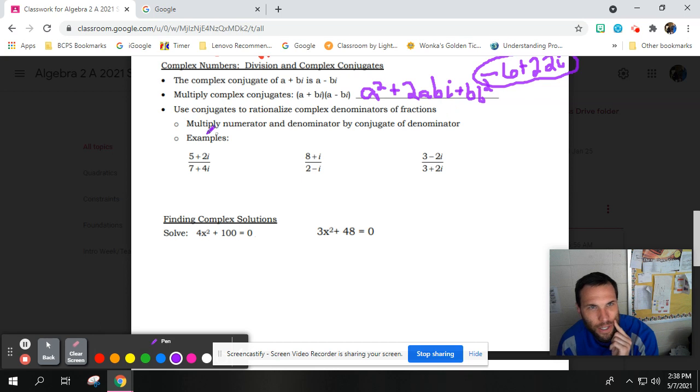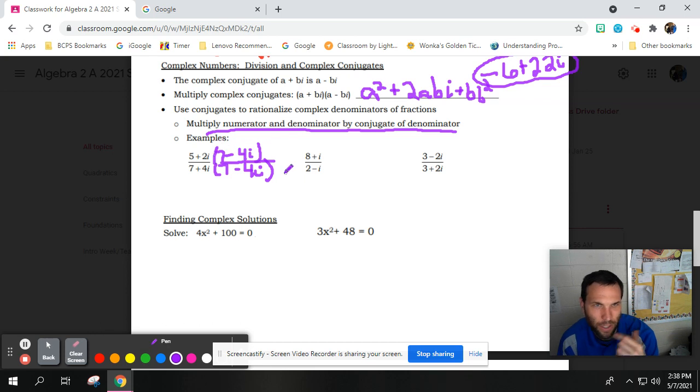But it says multiply the numerator and denominator by the complex conjugate of the denominator. So we're going to multiply both top and bottom by 7 minus 4i, the complex conjugate of the denominator. The reason you're allowed to do this is that anything divided by itself is 1. So we're multiplying by 1, which means we're keeping it the same.